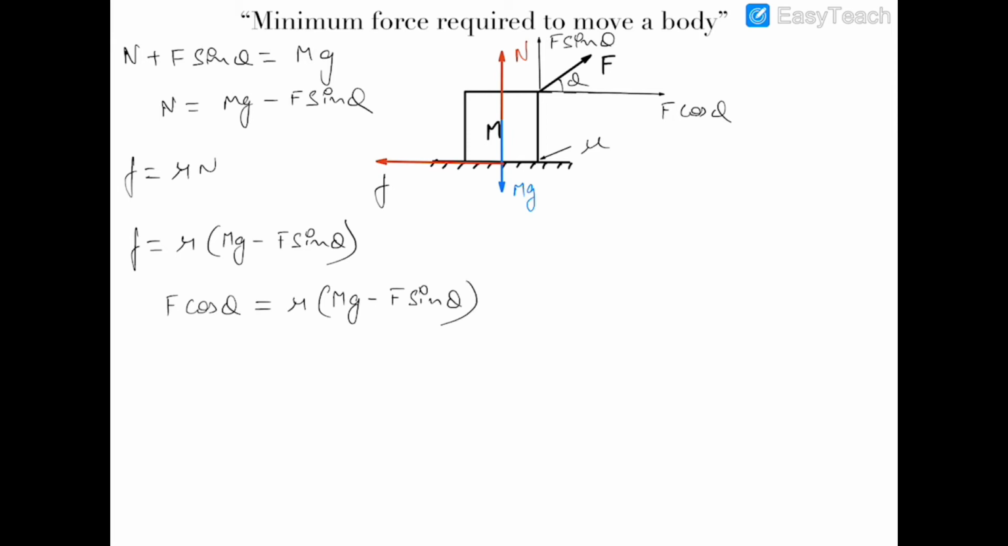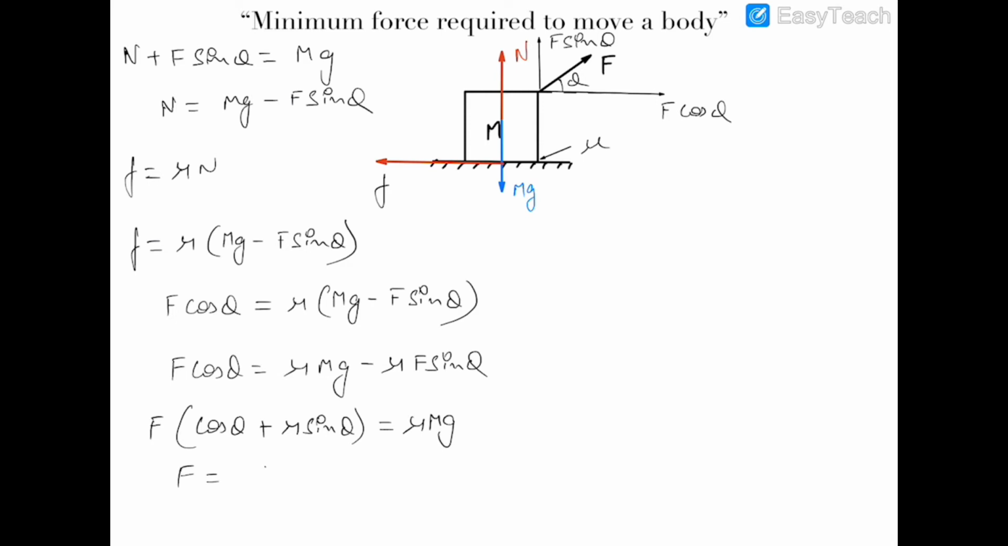For the boundary condition, we are assuming that its minimum value is just equal to the value of friction. So by finding the value of F in terms of theta, F cos theta is equal to mu mg minus mu F sin theta. So F cos theta plus mu F sin theta will be equal to mu mg, and F will be equal to mu mg upon (cos theta plus mu sin theta).